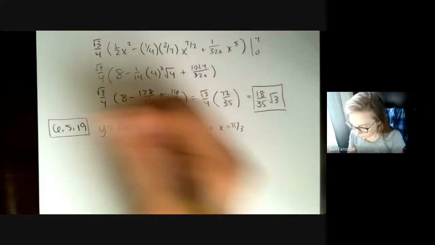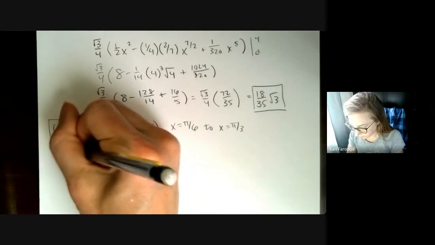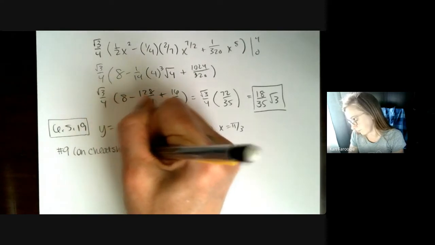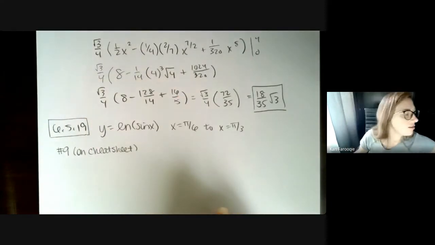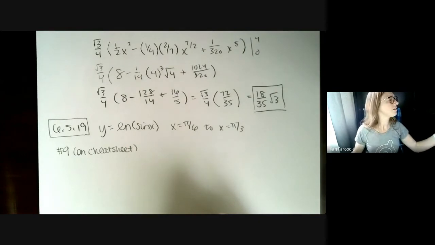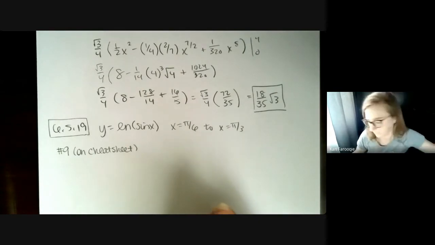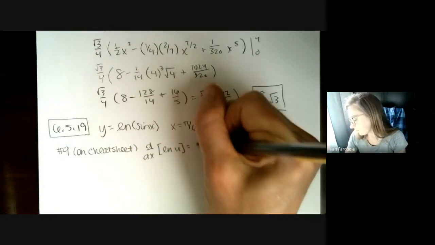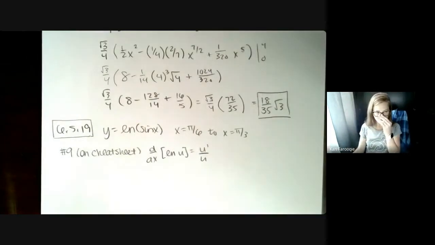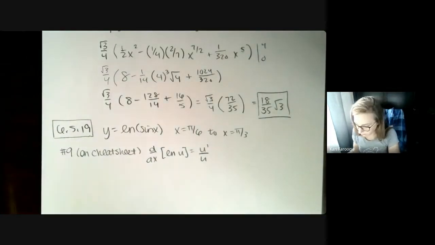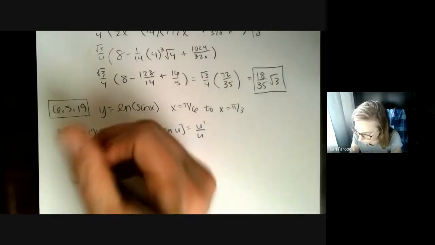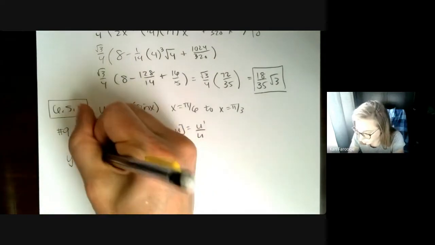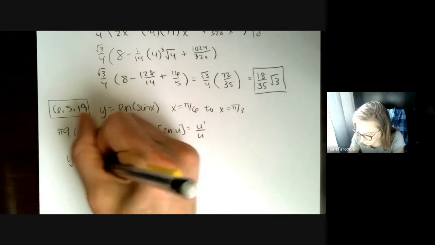So let's take y prime. I'll remind you of number 9. This is on your, I always call it cheat sheet. Number 9 says that d dx of ln u is u prime over u. So it's the derivative of the inside function divided by the inside function. So let's go ahead and find the derivative of y. The derivative of the inside function is cosine x, and then the original function is sine x.